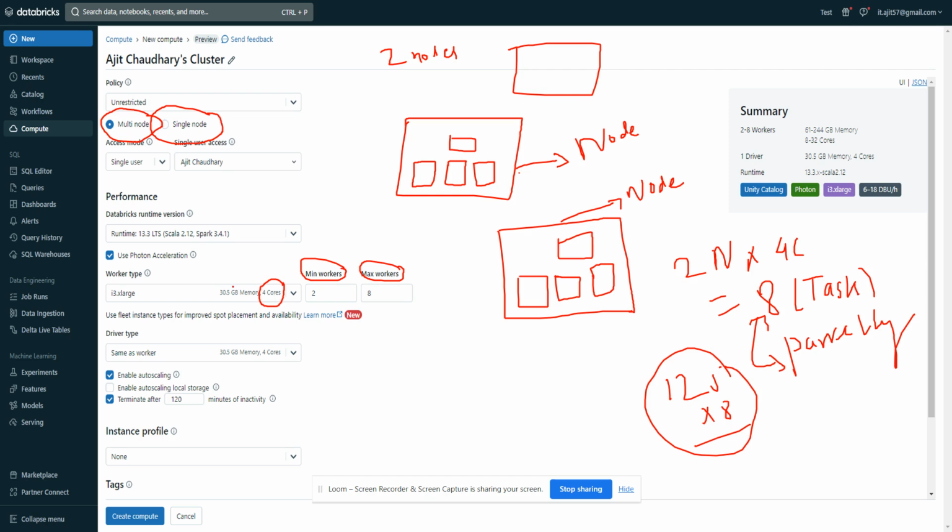Each core has a memory of 30.5 GB to process the data. So that's the concept. This is the driver. If we go under compute, you can see the driver gives the instructions but does not process your data. Your executors, nodes, and workers are all the same, and within them we have cores, which are the smallest unit that performs the task parallelly.